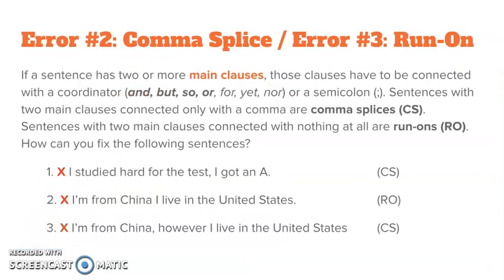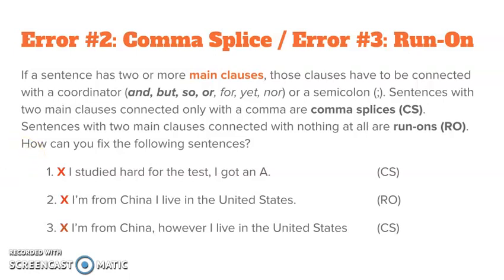Another really common error is comma splice or run-on. And these are very similar to each other, really. So if your sentence has two main clauses, remember how to connect main clauses. You're going to need a coordinator or a semicolon. And if you don't use that, then you're going to have an error. If you just put a comma, that error is called a comma splice. And if you don't put anything at all, that's going to be a run-on. But they're both errors, so let's look at some examples.